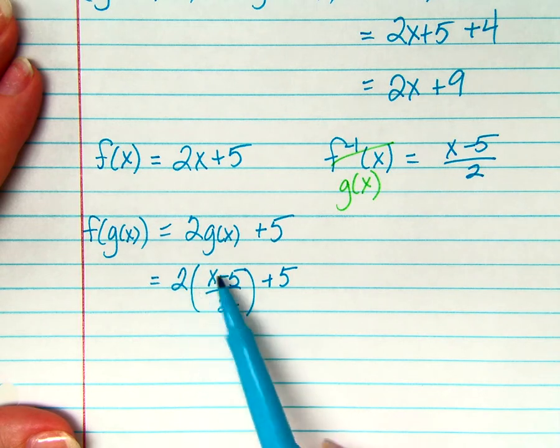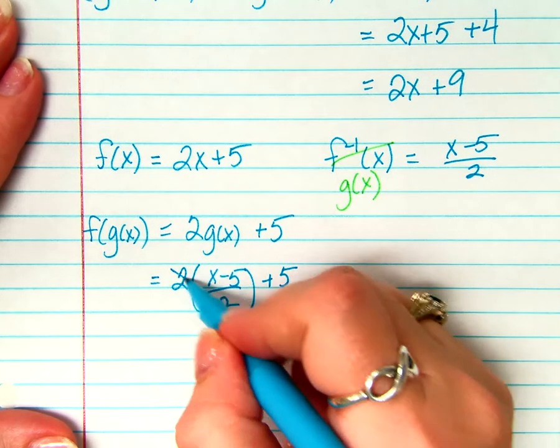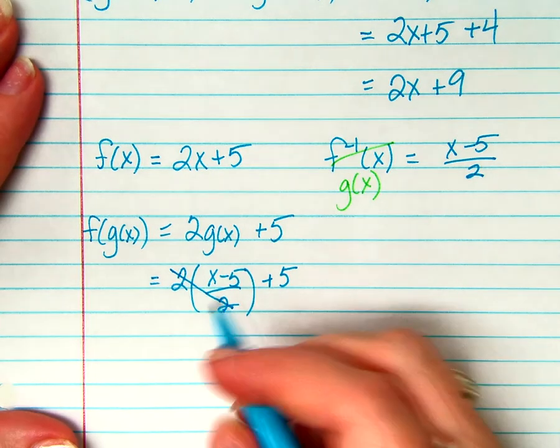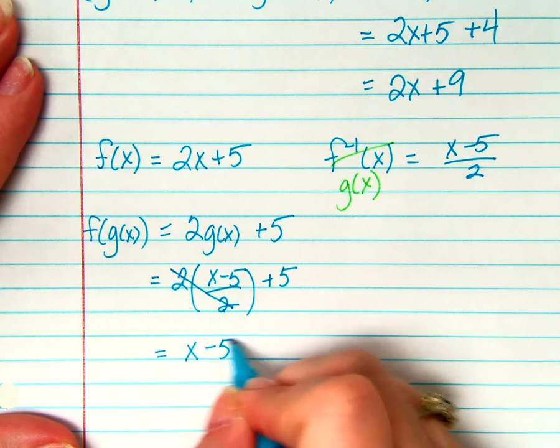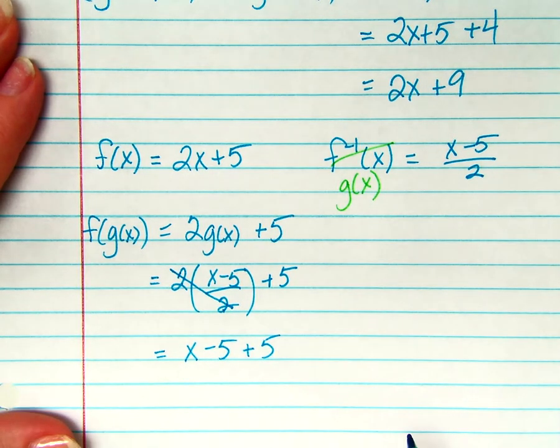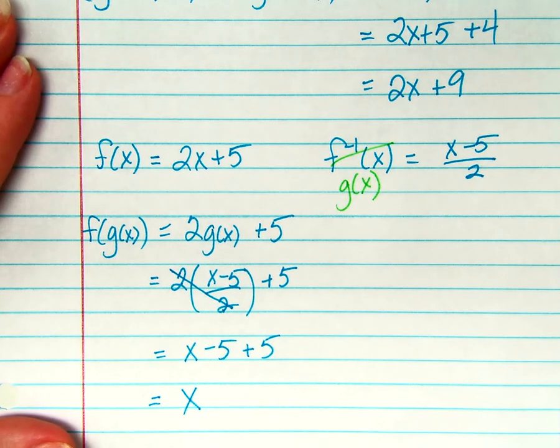This is multiplying by 2 and dividing by 2. What happens to the 2's? It's 1, right? That's a 1. So I just get x minus 5 plus 5, which equals what? X. Okay, that's nice, right? Nice, easy answer.